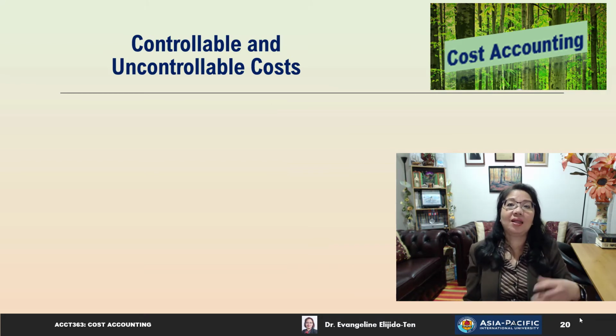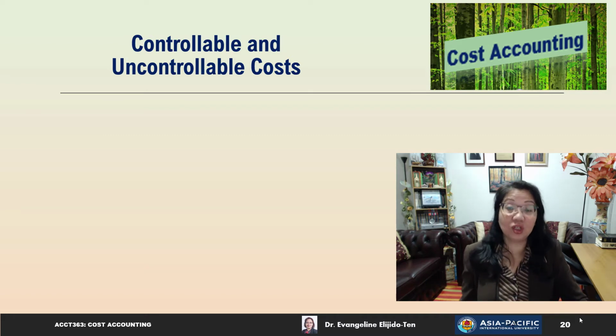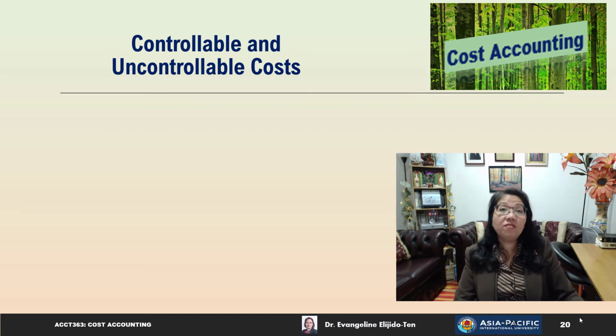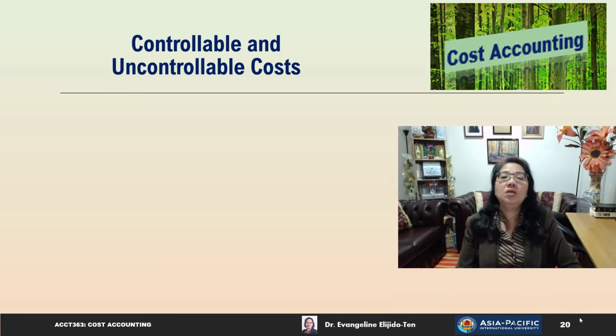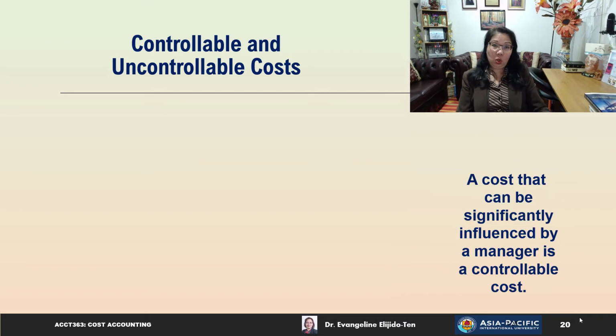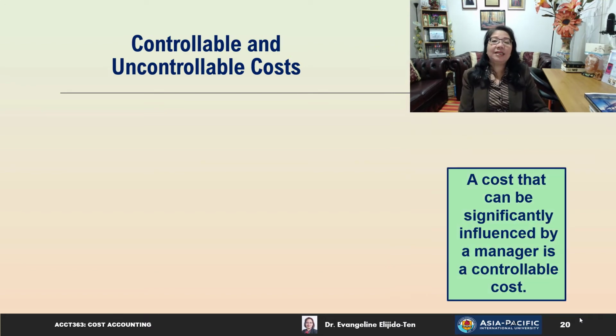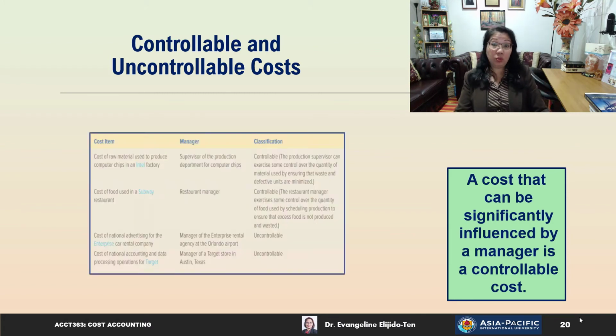Okay, let us now move on to the second part of learning objective 9, and that is looking at controllable versus uncontrollable costs. Another cost classification that can be helpful in cost control indicates that controllability of a cost item by a particular manager is important. So what are controllable costs? A cost that can be significantly influenced or controlled by a manager is a controllable cost.